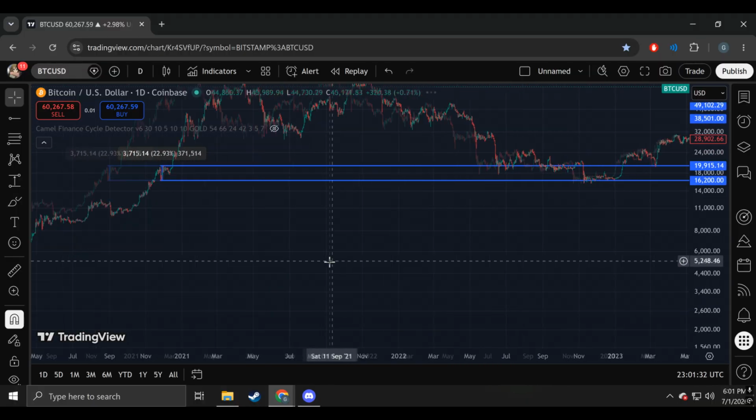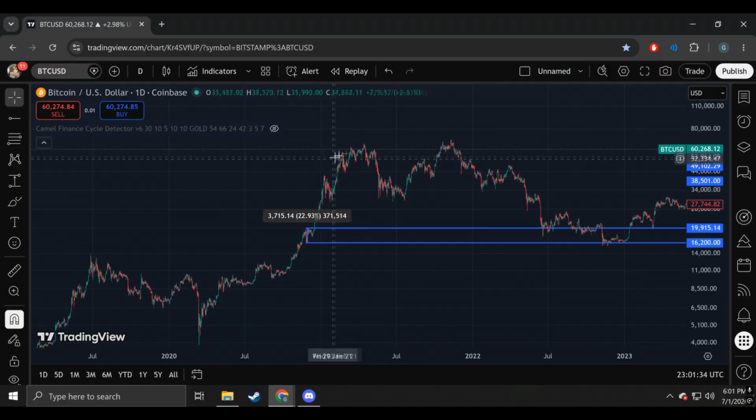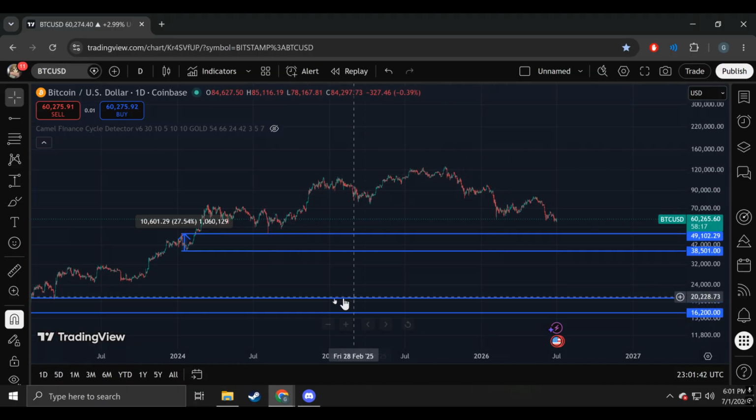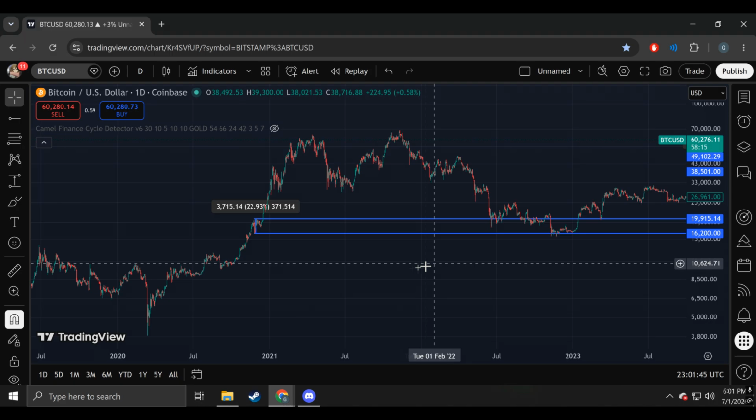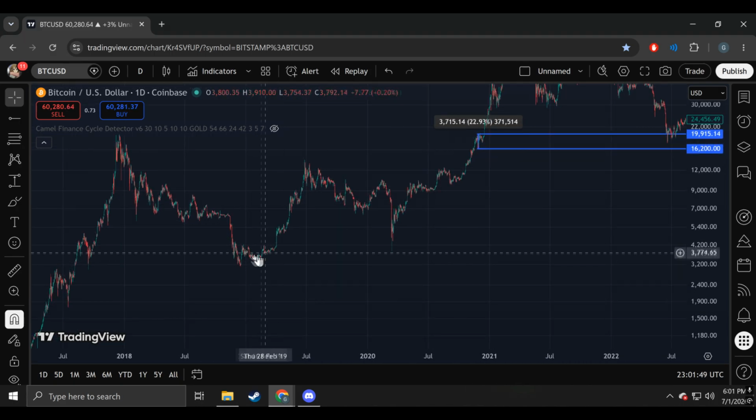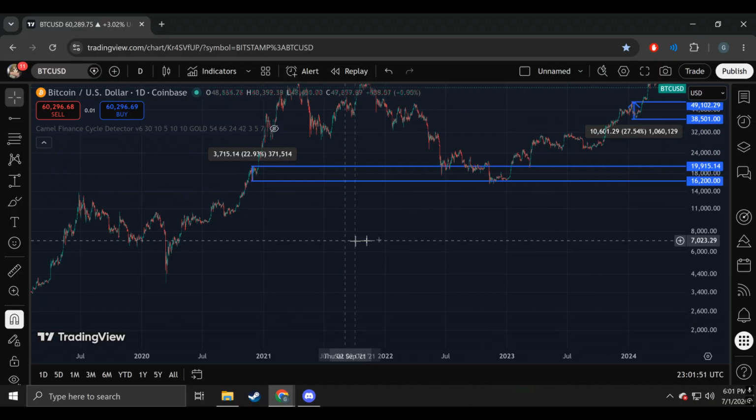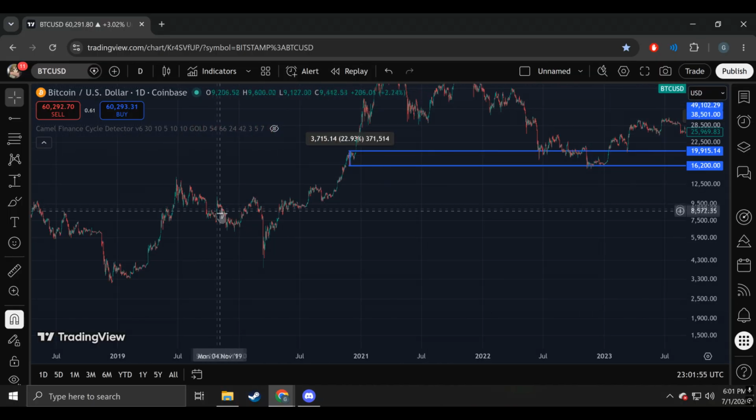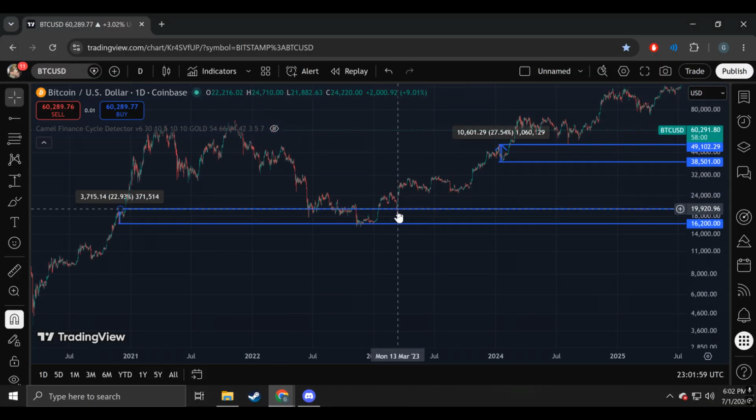As we can see, this pattern is very similar. This is the last cycle. This last cycle's pattern is very similar to this pattern that's playing out right now. We got this from the low, this cup right here, and then boom, we got the same cup right here. A little bit later after the cup, we have this really sharp dip right here.